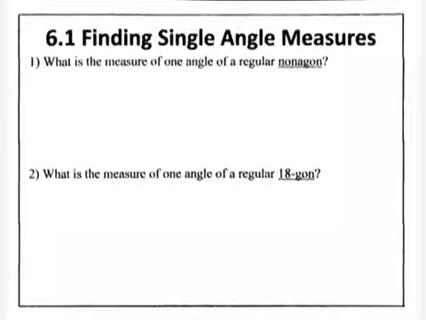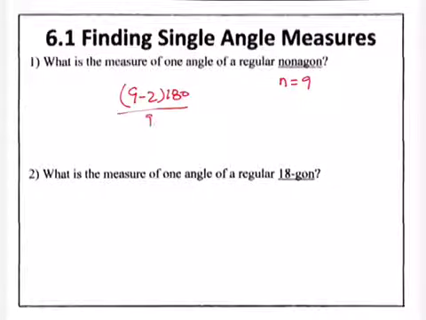What is the measure of one angle of a regular nonagon? Nonagon means the shape has 9 sides. So we're taking 9 minus 2 times 180 divided by 9. When you multiply the top out and then divide by the bottom, you get that each angle has a measure of 140 degrees.